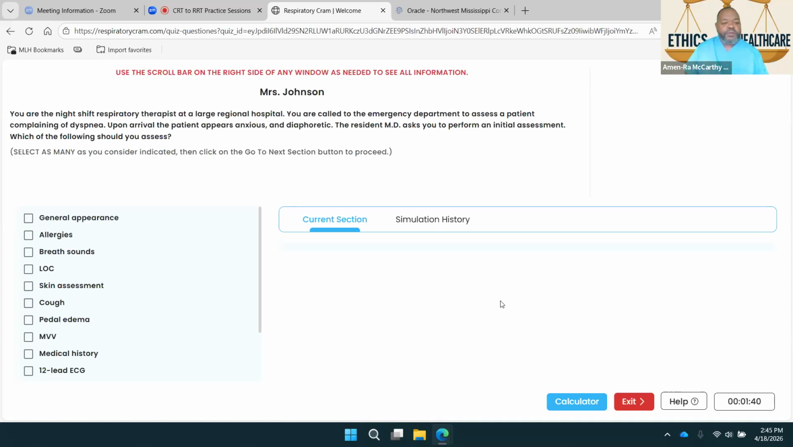All right. First one, general appearance. Do we want to get a general appearance? And everybody can just say yes or no, okay? Yes. All right. General appearance, boom. It says the patient is anxious. Physician agrees. You got the green check. Okay, good. What about allergies? Do we want to know anything about allergies on our initial assessment?